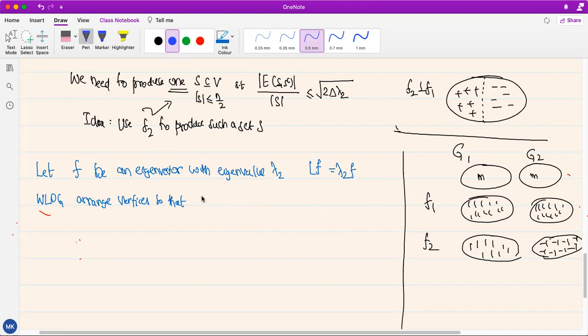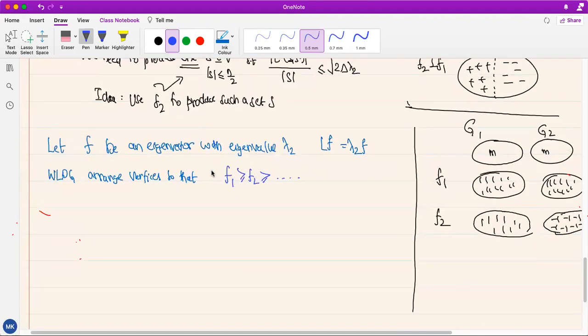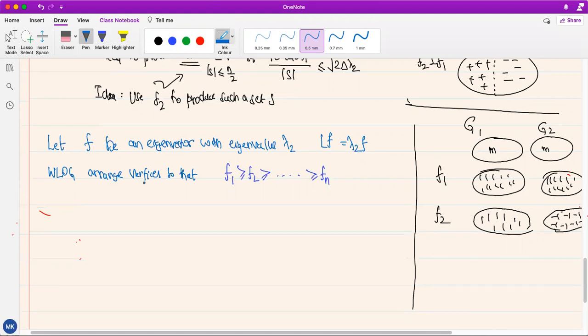So without loss of generality, I arrange the vertices so that the coordinates are like this: F1 greater than or equal to F2 greater than or equal to, and so on. Now don't get confused with F1, F2 as above. Here I mean F of 1, the value of this vector at vertex 1, is greater than or equal to the value at vertex 2, and so on up to Fn. Is this okay or is it confusing? F is the second eigenvector. You relabel the coordinates so that the values of F are decreasing weakly. That I can do. I can just name the vertices differently. Nobody stops me from doing that.